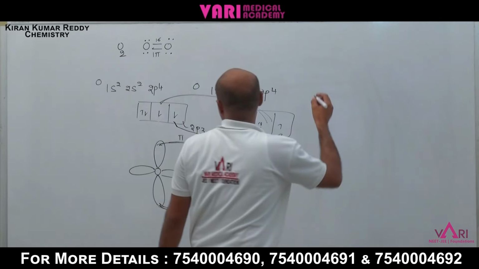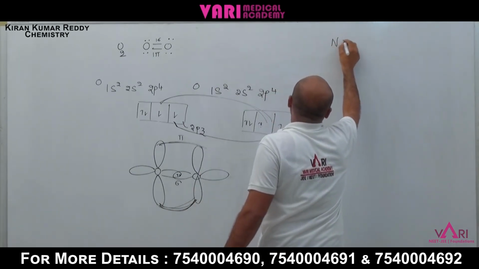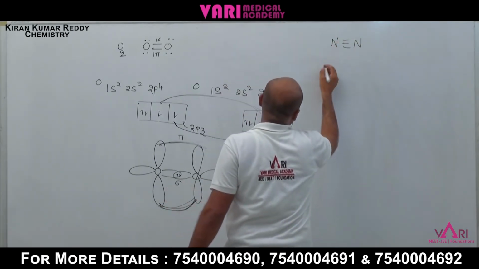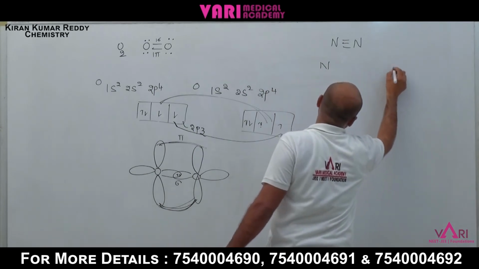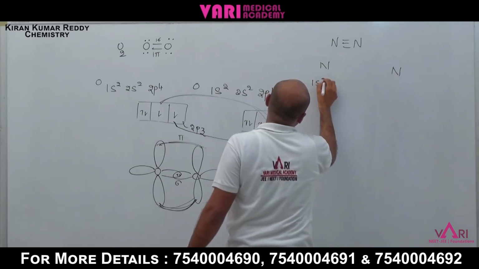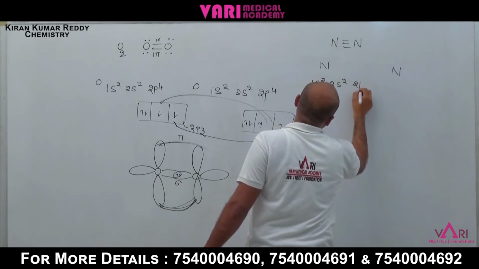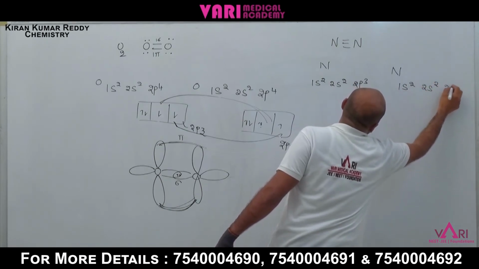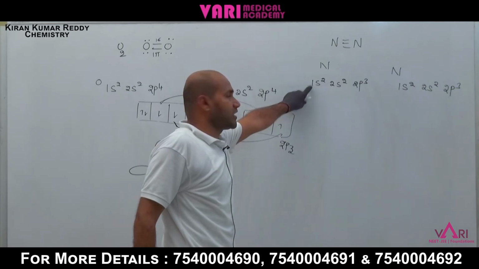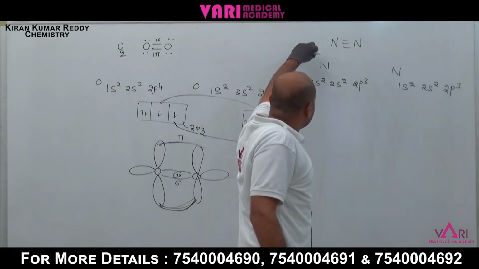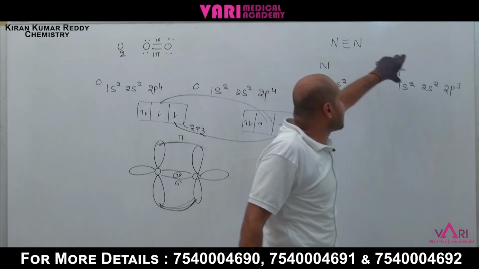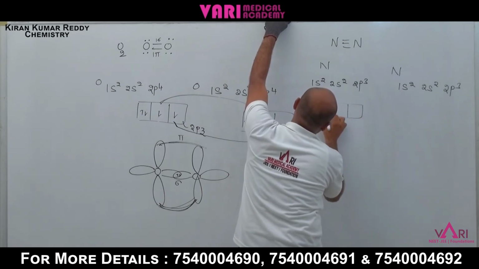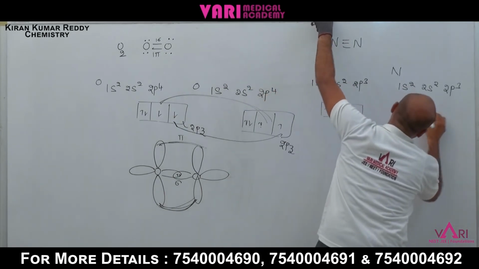If you take nitrogen, here I am taking nitrogen. In nitrogen and nitrogen, how many bonds are present? 3 bonds are present. First write the electronic configuration of one of the nitrogens: 1s2, 2s2 and 2p3. Next one here 1s2, 2s2 and 2p3. Why? The nitrogen atomic number is 7. Now write the 2p3 configuration. 2p3 means 1, 2, 3. Here also 2p3 is there.